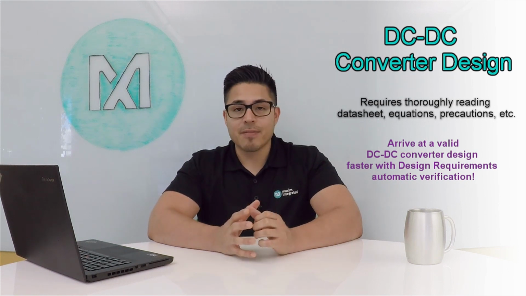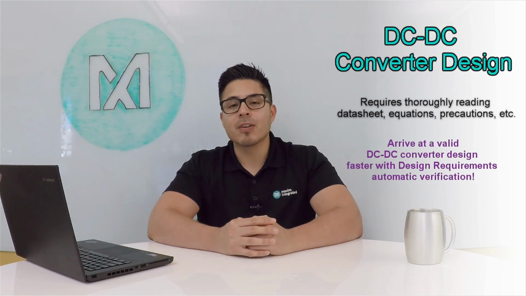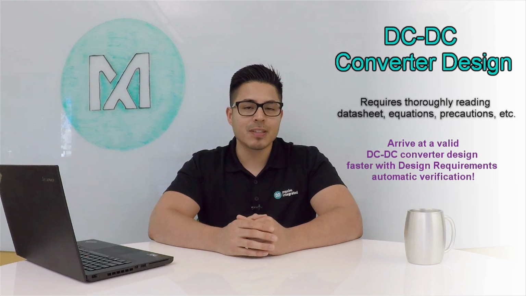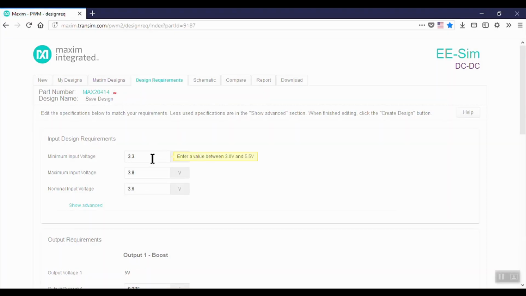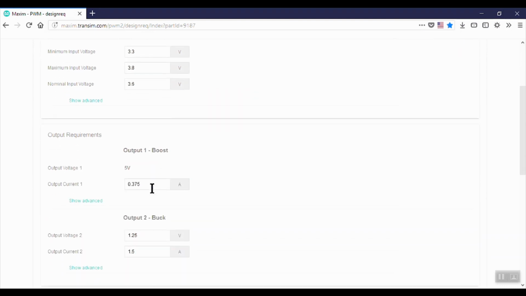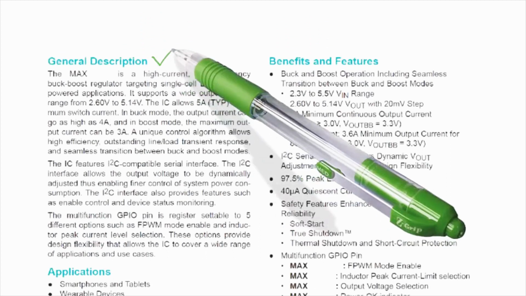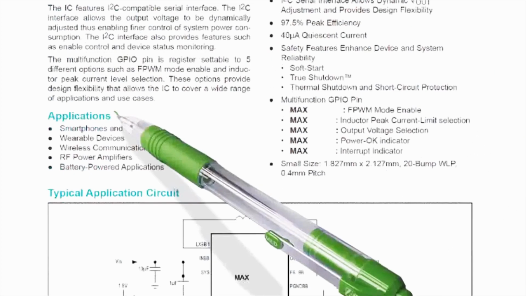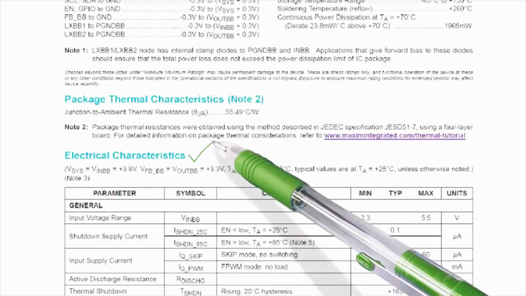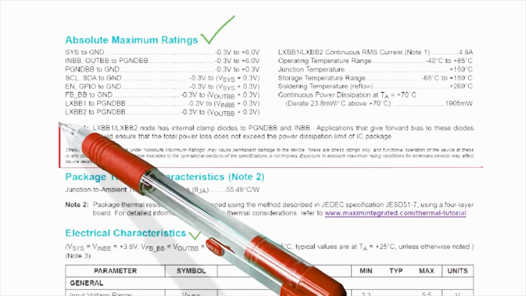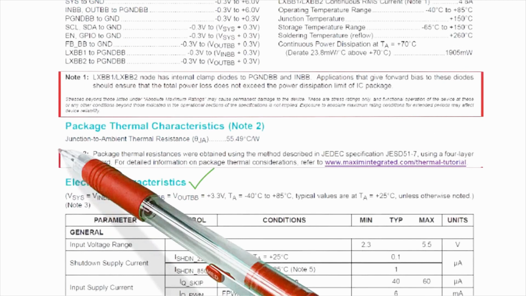eSIM's automatic design verification saves time that would otherwise be spent on tinkering with the part in the lab that does not conform to an application. The Design Requirements tab in eSIM embodies a live version of the particular part's datasheet. Of course, it's always recommended to review a part's datasheet to understand the electrical characteristics, absolute maximum ratings, and any particular precautions you need to account for when using the part.